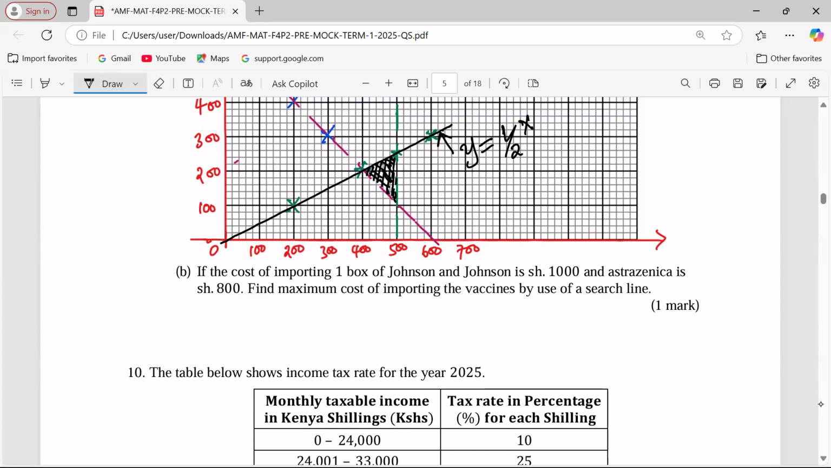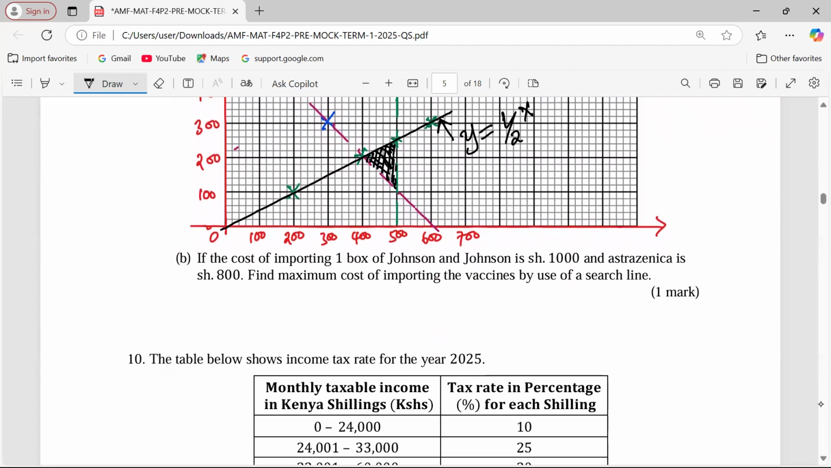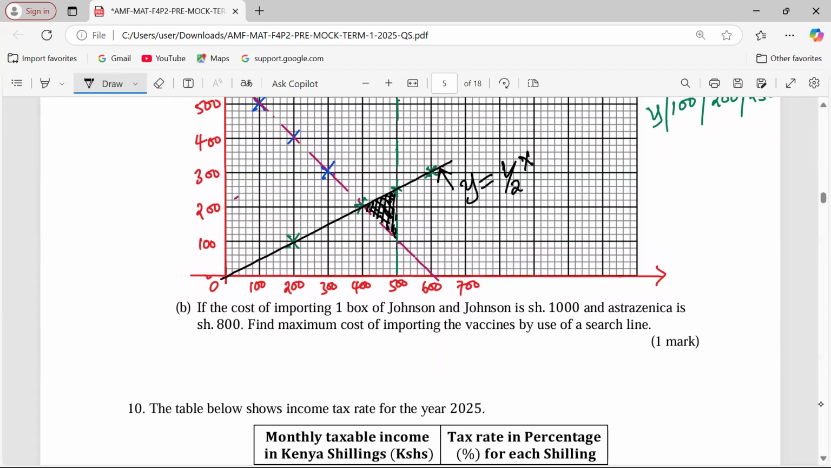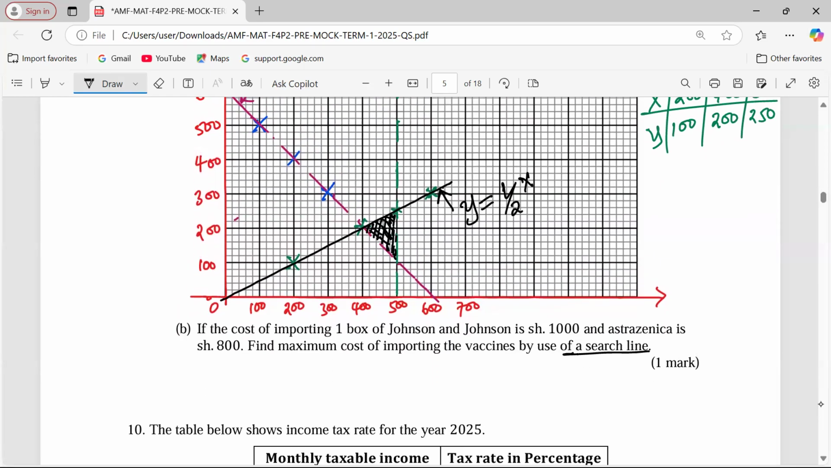If the cost of importing one box of Johnson & Johnson is 1,000 and AstraZeneca is 800 Kenya shillings, find the maximum cost of importing the vaccines by use of a search line. Very important, by use of a search line. So we begin by identifying the search line. We begin by getting the search line.